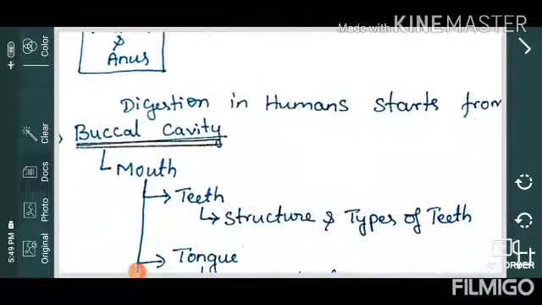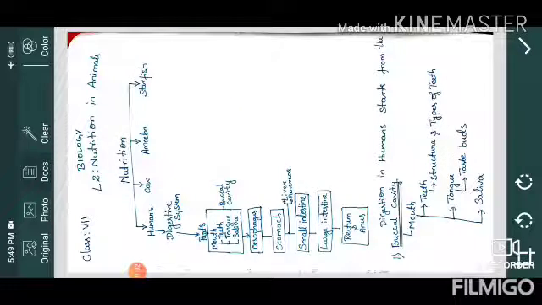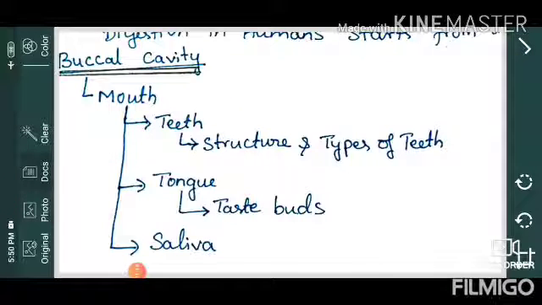So let us study each part in detail. Buccal cavity, we have different structure and types. The teeth have different structures in a U shape. They are situated in the upper jaw and lower jaw, and there are types of teeth: incisors, canine, molar and premolar.